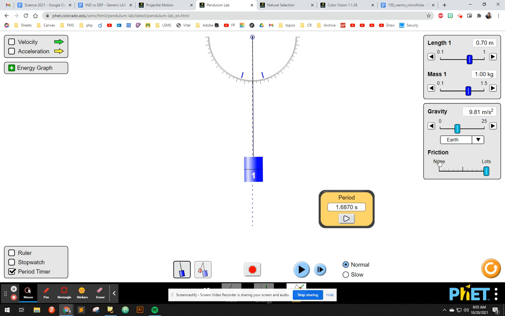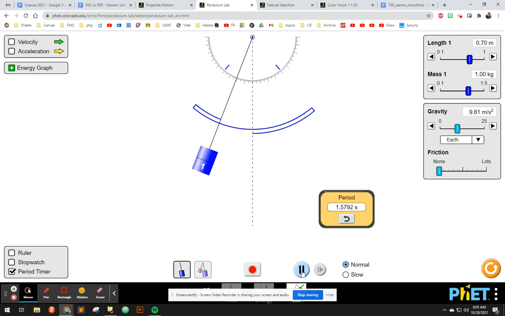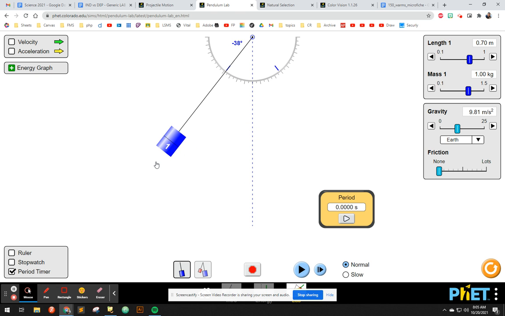You could also do, how does friction affect it? In that case, you'd want to pick the same angle every single time and turn on the period timer. We've got no friction. Now we know 0 friction corresponds to this number. Set this back to, what did I say, 40 degrees. It's always got to be the same angle if we're doing this correctly.